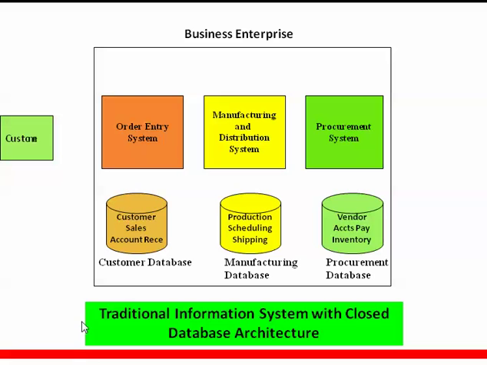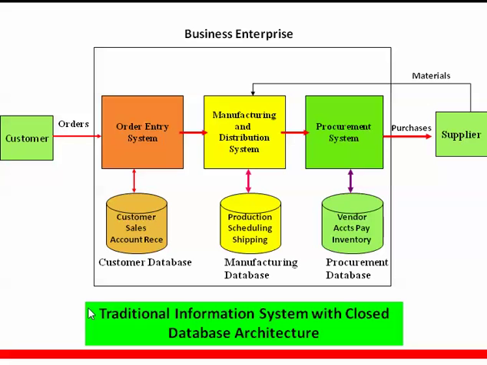Once the customer places an order to the order entry system, it will make the necessary records in its database and pass that order information to the manufacturing and distribution system. Here again, the same information will be recorded in its own database and sent to the procurement system. The procurement system will again record the same information in its own database and send a purchase order to the supplier. Then the supplier will send the items to the manufacturing and distribution department, and from there the items will be shipped to the customers.